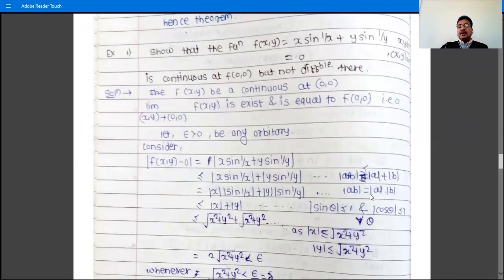Then mod of a·b is equal to mod a times mod b. So we separate the mod of x and mod of sin(1/x), mod of y and mod of sin(1/y). And then mod of sin(1/x) and mod of sin(1/y) are less than or equal to 1, because mod sin θ is less than or equal to 1 and mod cos θ is less than or equal to 1 for all θ. So the maximum value of mod sin(1/x) and mod sin(1/y) is 1. So we substitute this is equal to 1 and this is equal to 1.